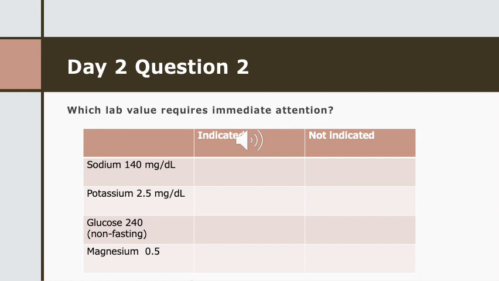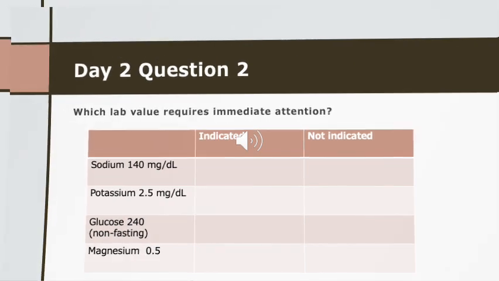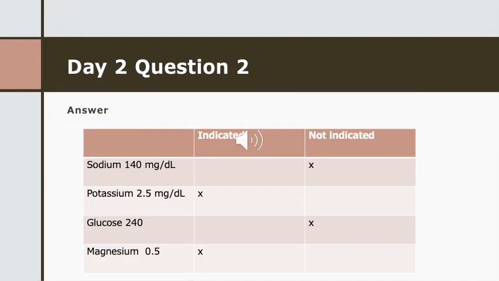Day 2, question 2. Which lab requires immediate attention? Sodium 140, indicated or not indicated. Potassium 2.5, glucose 240, magnesium 1.5. Day 2, question 2. Answer. Sodium 140 is not indicated, potassium 2.5 indicated, glucose 240 not indicated, and magnesium 0.5 indicated.